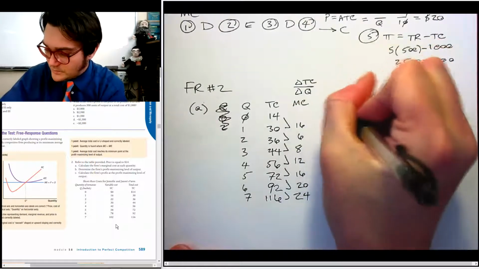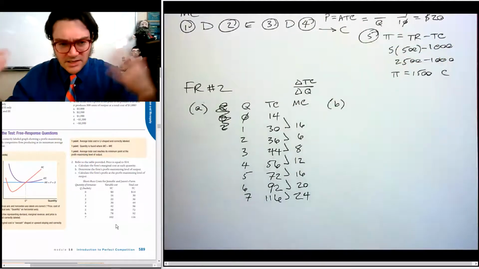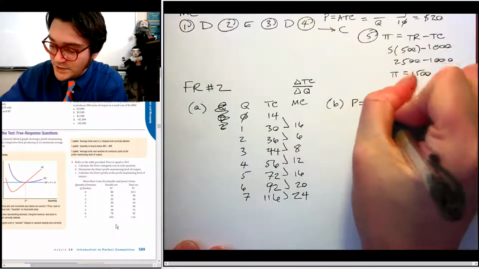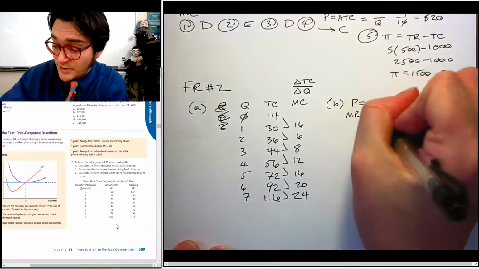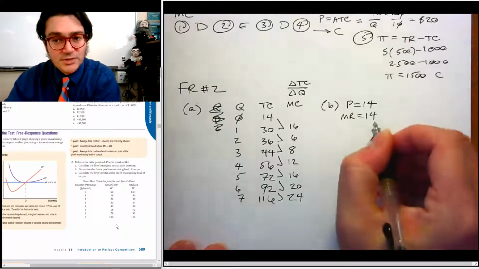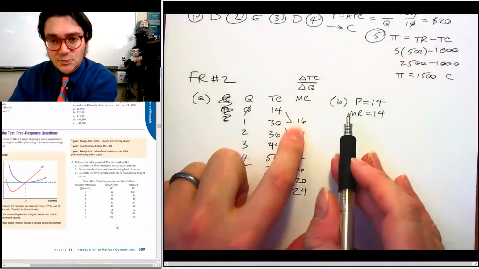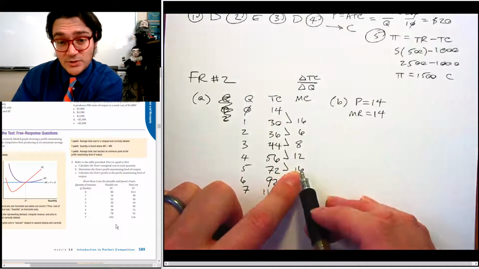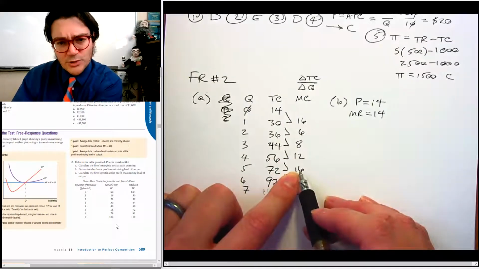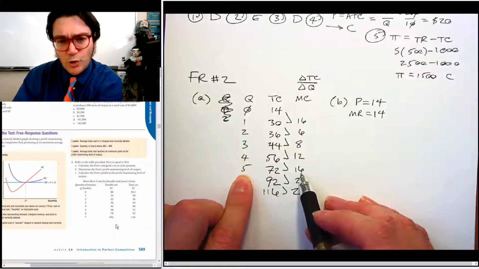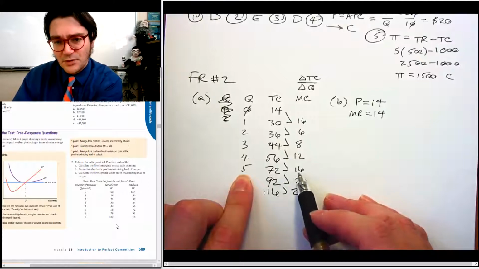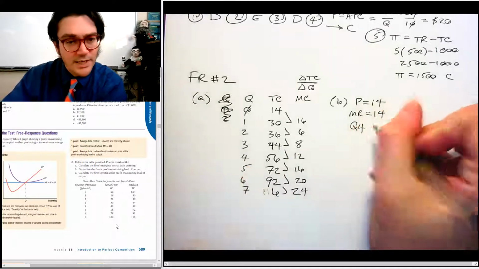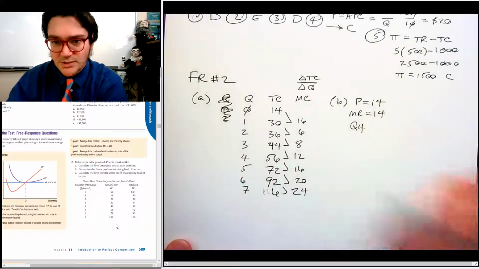B says determine the profit maximizing level. All right, that's pretty easy. The price is 14, so MR is 14. So marginal revenue is 14. What we're going to look for is where marginal revenue equals marginal cost, or we get as close as we can without marginal cost going over. So in this one, for unit 5, marginal cost went over. So we won't produce the 5th unit, but we will produce the 4th unit, Q4. And it doesn't say to explain, so that's all we have to say there.